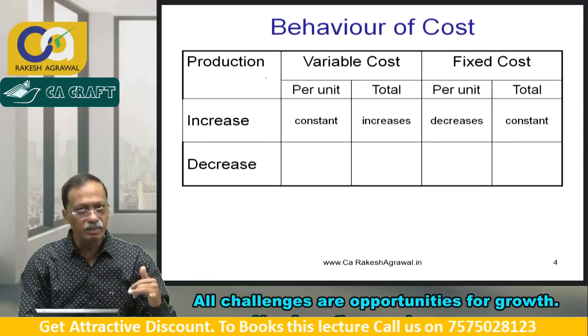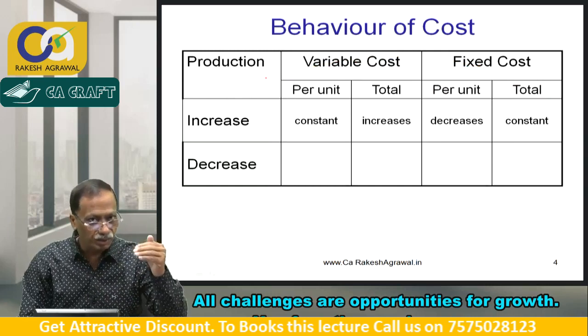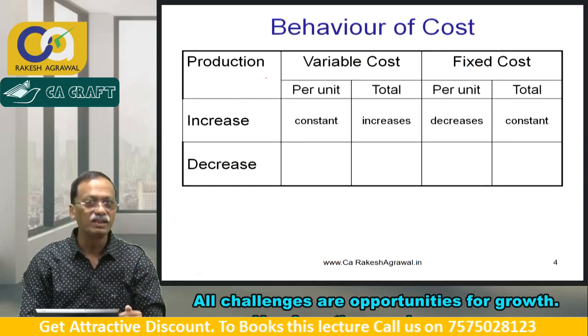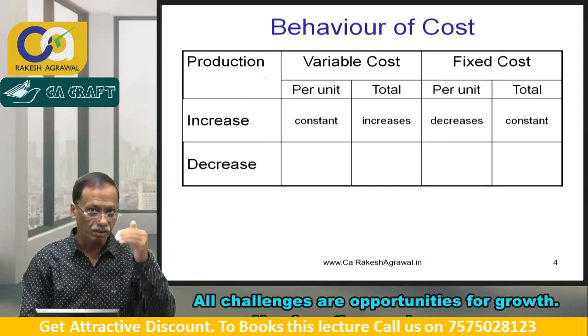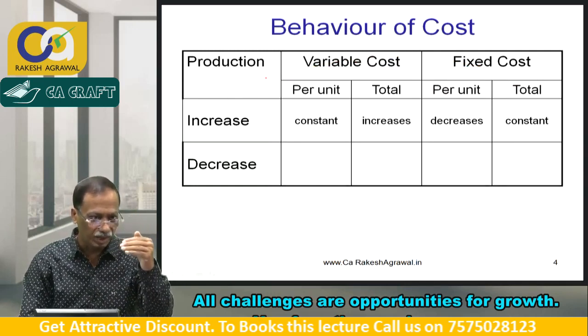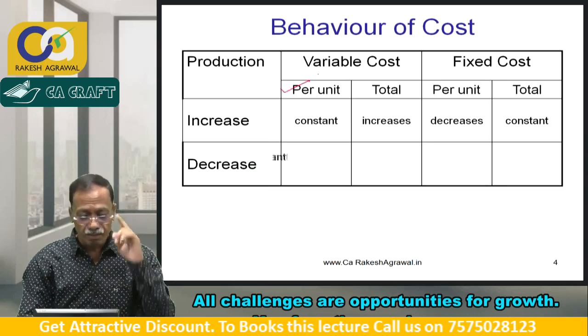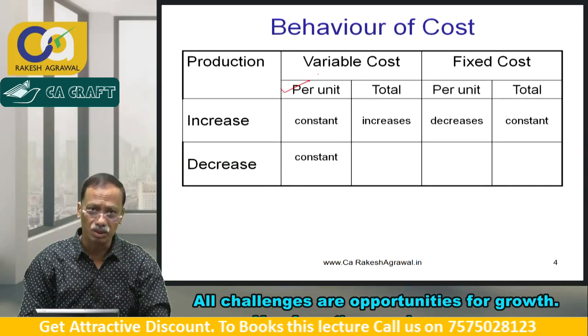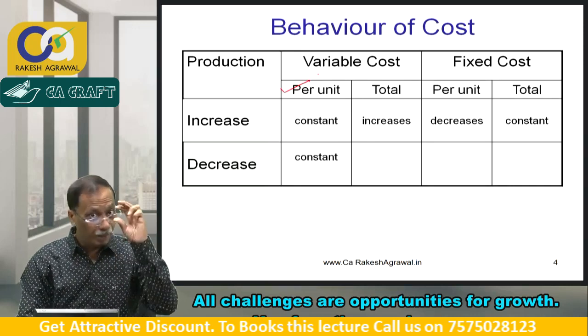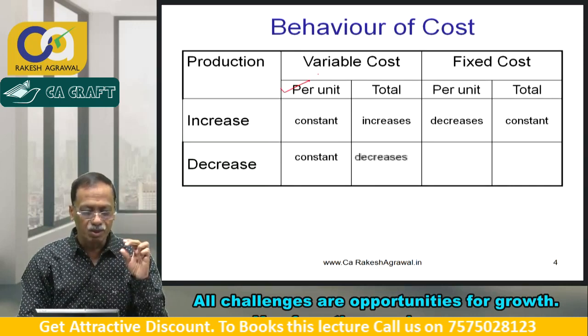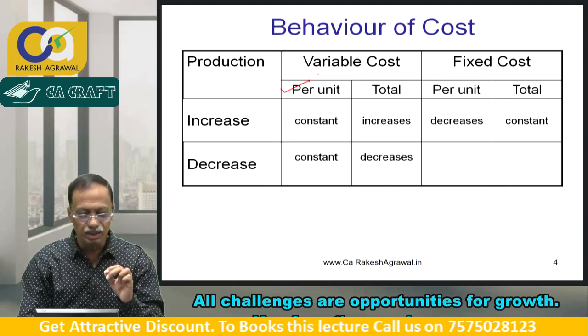Similarly, if I decrease my production from 10,000 units to 5,000 units, what will happen? There is a decrease in production from 10,000 to 5,000 units. What will happen to per unit variable cost? Per unit variable cost will always remain constant, it is for 1 unit. But total variable cost will decrease. So total variable cost decreases with decrease in production.